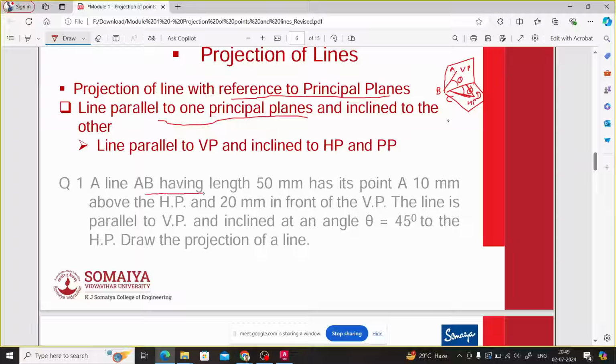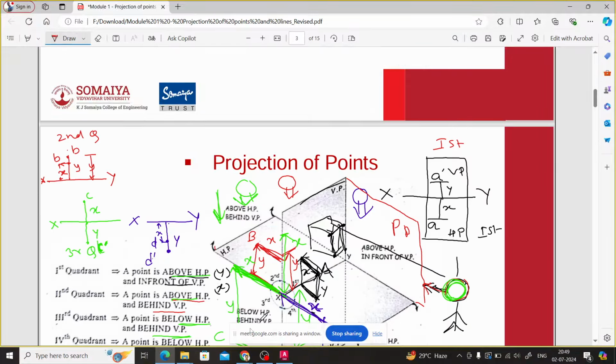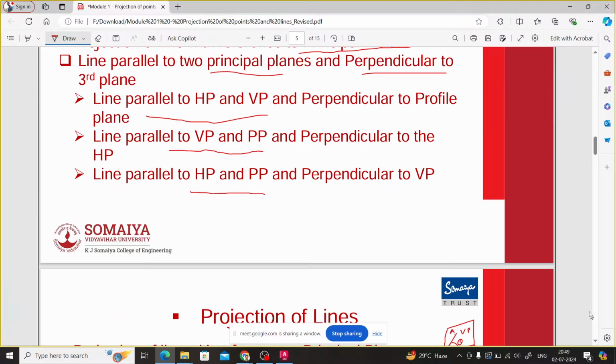A line AB having a length 50 has its point A 10 mm above HP, 20 mm in front of VP. This is very important. Now focus on this statement: above HP and in front of VP. What is the meaning of this combination? In which quadrant is the point? First quadrant, clearly. Above HP, in front of VP is the case of the first quadrant.